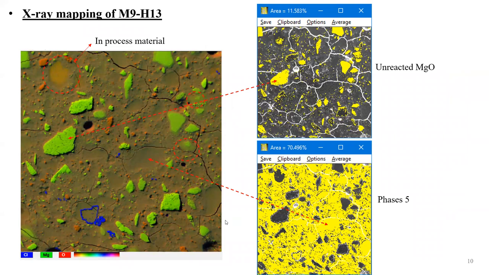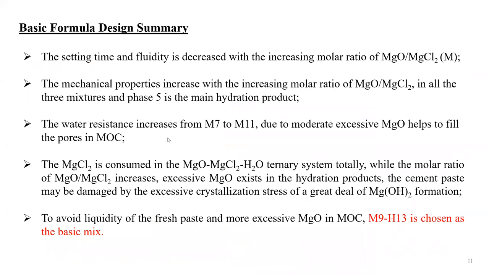We also continued to do the element mapping for M9H13, which is the best among the three. We found the yellow part is actually the phase 5. You can see there's a large proportion, close to 70%, which is the stable phase 5, and also a small amount of unreacted MgO. So from this research, we can confirm the basic formula design.